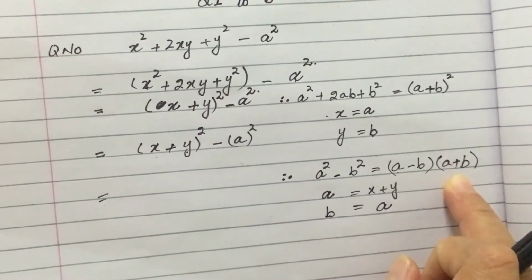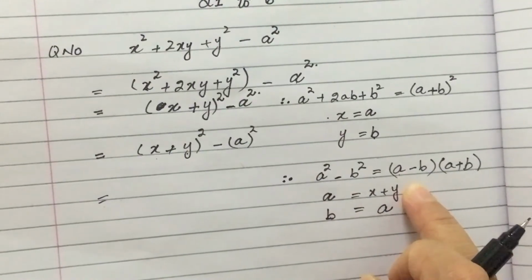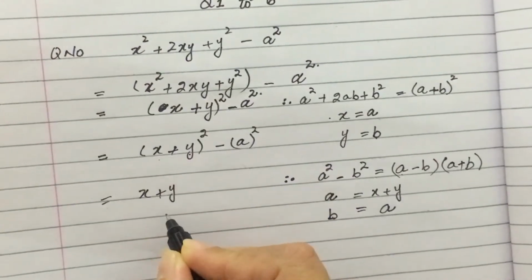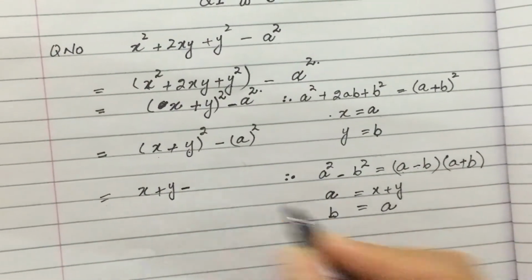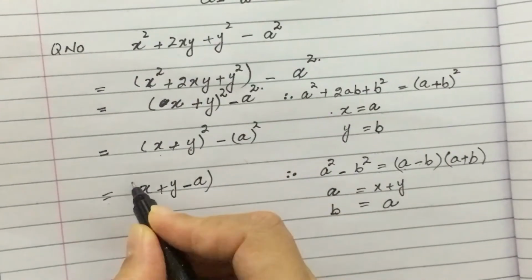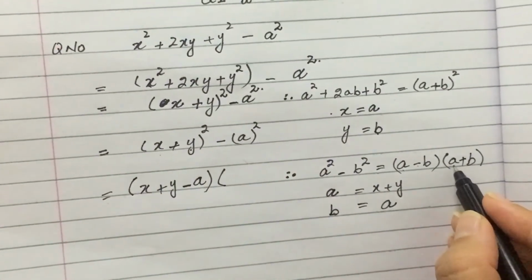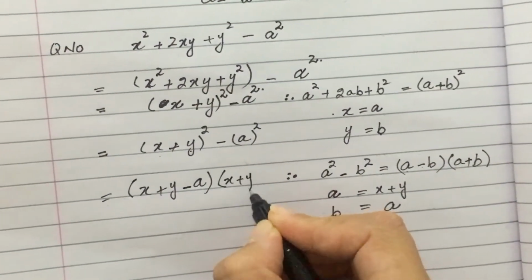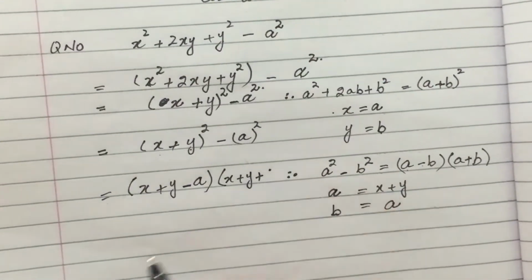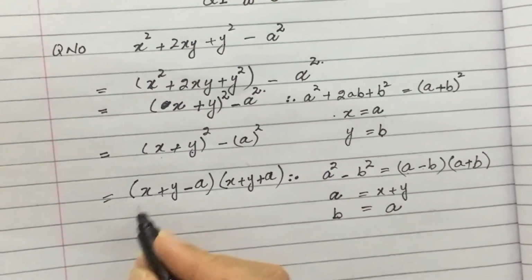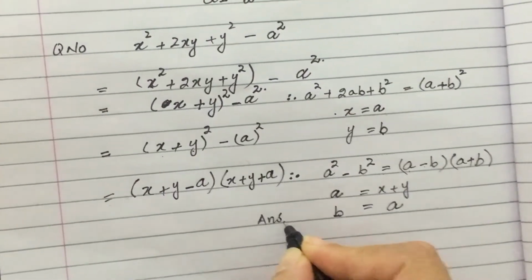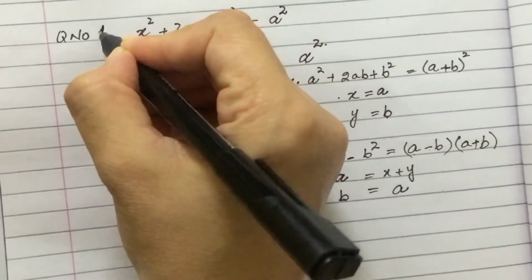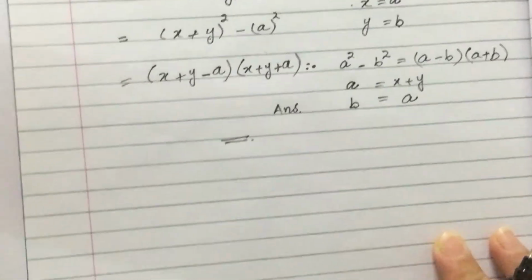Now put values in this form. A minus b means value of a minus value of b. Value of a is x plus y, minus, by the formula, and value of b is a. Next factor, a plus b, value of a plus value of b, that is x plus y plus a. So this is our answer. That was question number 1. Now question number 2.